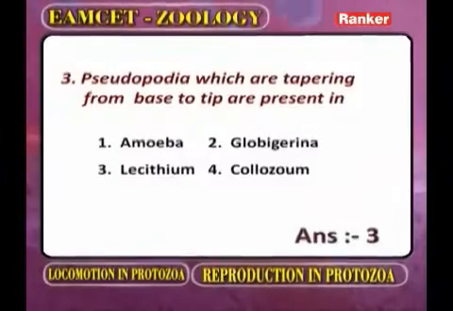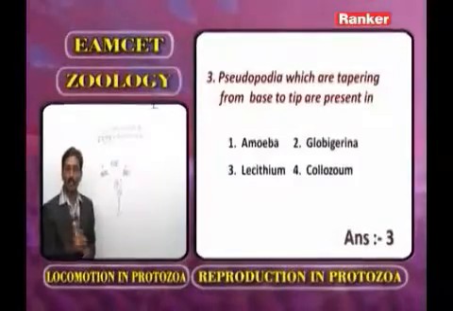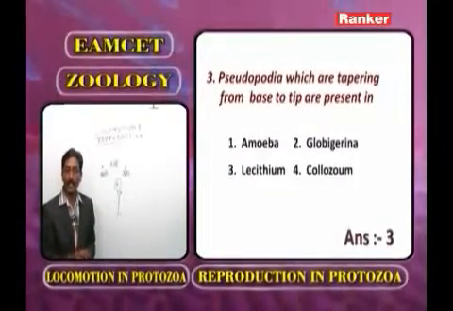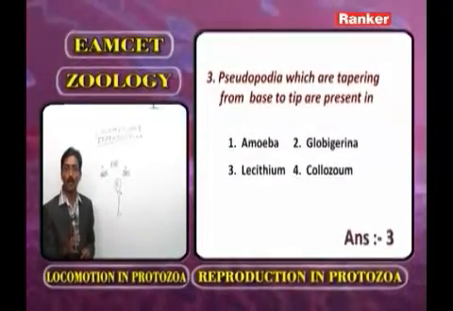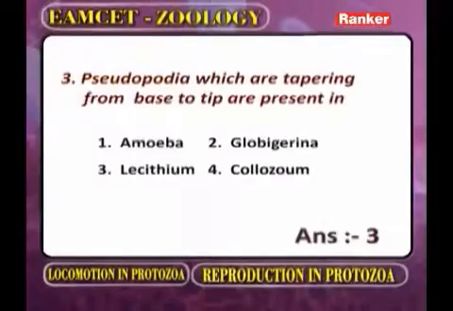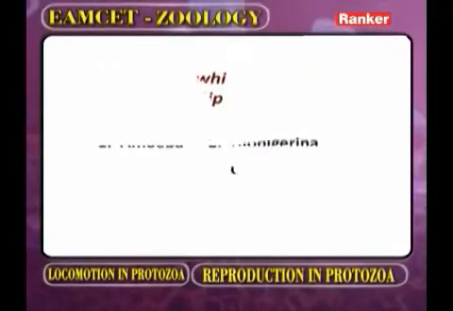Pseudopodia which are tapering from base to tip are present in. One is amoeba. Second one Globigerina. Third one Lacetium. And the fourth one is Collozoan. What is the correct answer? Lacetium. Now we go for the next question.